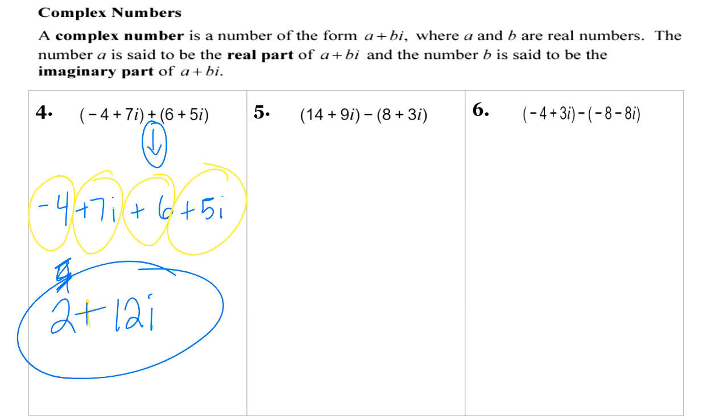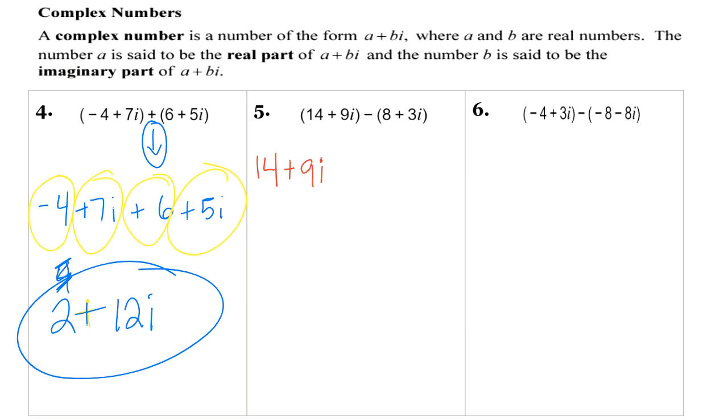So just remember that you have to just take away the parentheses and combine like terms just like any other type of binomials that we had in the past. In example 5, we do the same thing, but we always have to do that extra step when we are subtracting. So the first parentheses, you can just take everything out. You can bring everything out: 14 plus 9i.